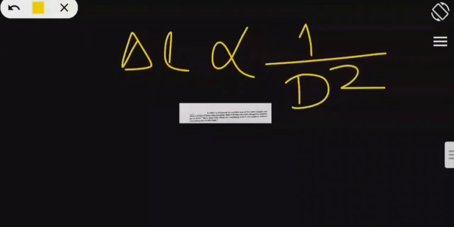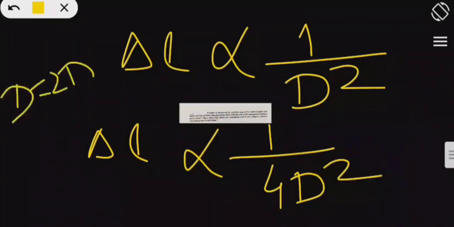Right? Now, what is the question telling us? If I will make the diameter twice, what will be the relation? The relation is delta L is directly proportional to 1 by 2d square, that will become 1 by 4d square. If the diameter was d, and the next time the diameter will become 2d, how much will it affect? This will become 2d square. If it is 2d square, what will be the answer? 1 by 4d square. Write down, everyone.